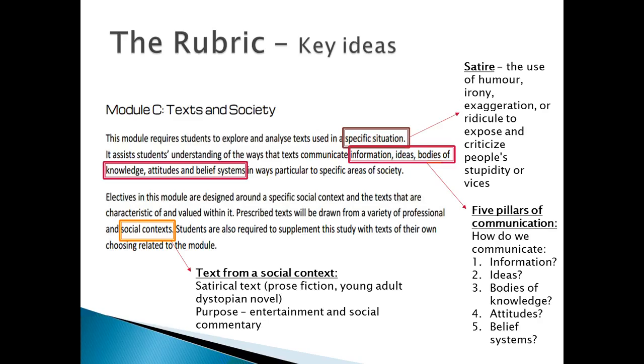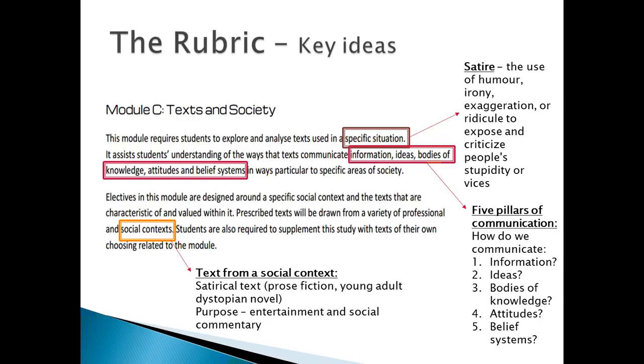We're going to look at some key ideas from the rubric. So this first section is just the general description from the syllabus. So Module C, Texts and Society. This module requires students to explore and analyse texts used in a specific situation. It assists students' understanding of the ways that texts communicate information, ideas, bodies of knowledge, attitudes and belief systems in ways particular to specific areas of society.